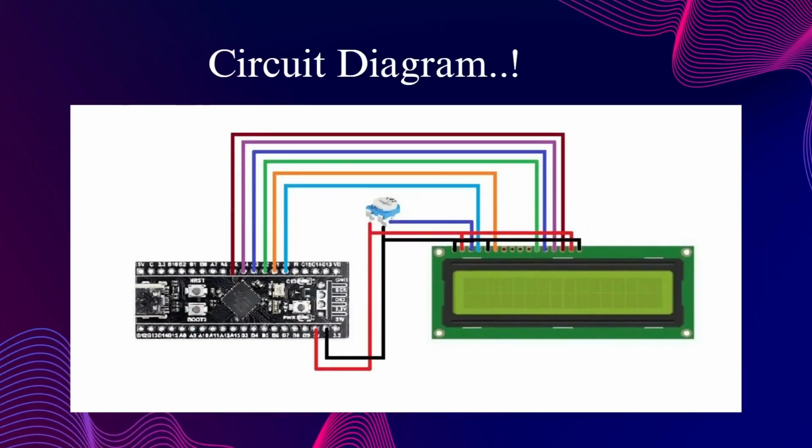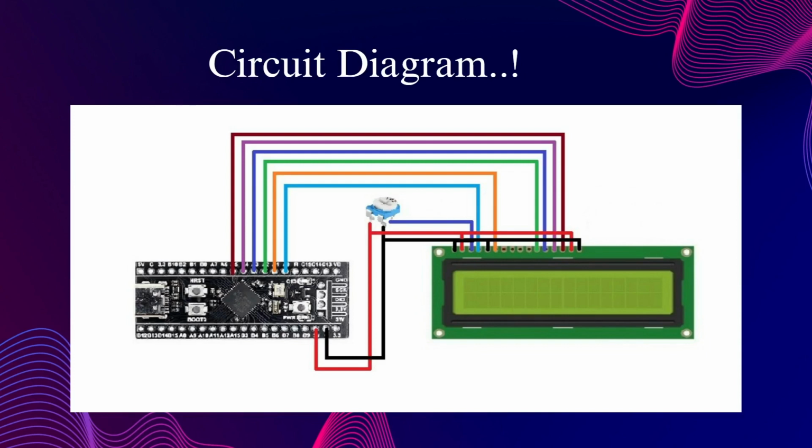Next is the circuit diagram. Here, we already know that the LCD has 16 pins. So the first pin is connected to ground. The second pin is given to VCC, or we can say the 5-volt power supply. The third pin is connected to one leg of the potentiometer, which controls the contrast, and the other two pins of the potentiometer are connected to ground and VCC respectively. The fourth pin is connected to pin A0 of STM32.